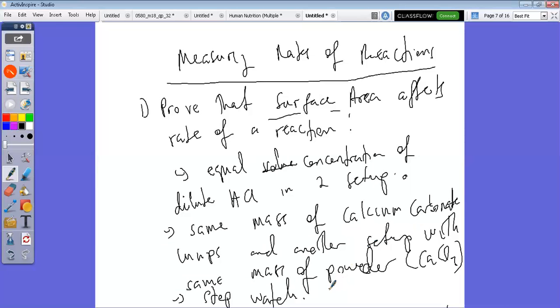Then how are we going to investigate? Because remember, we want to prove that surface area affects the rate of a reaction. How are we going to do this setup? What is formed when a carbonate reacts with an acid? It forms a salt, who remembers? Salt plus water plus carbon dioxide. So how do we investigate this setup?